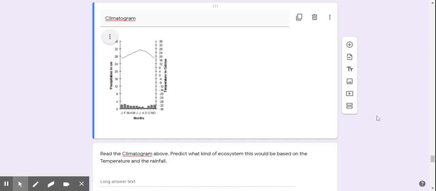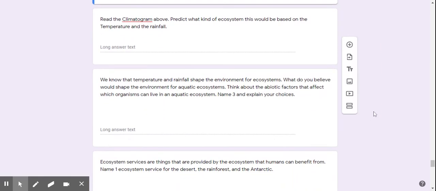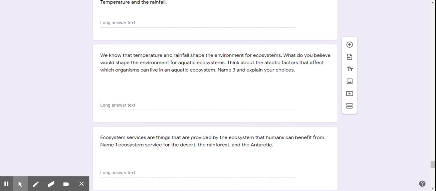The other thing that I want you to do, guys, is to always remember that ecosystems are shaped by their abiotic factors. So the non-living things shape the ecosystem. And on top of that, all our ecosystems provide something for us.